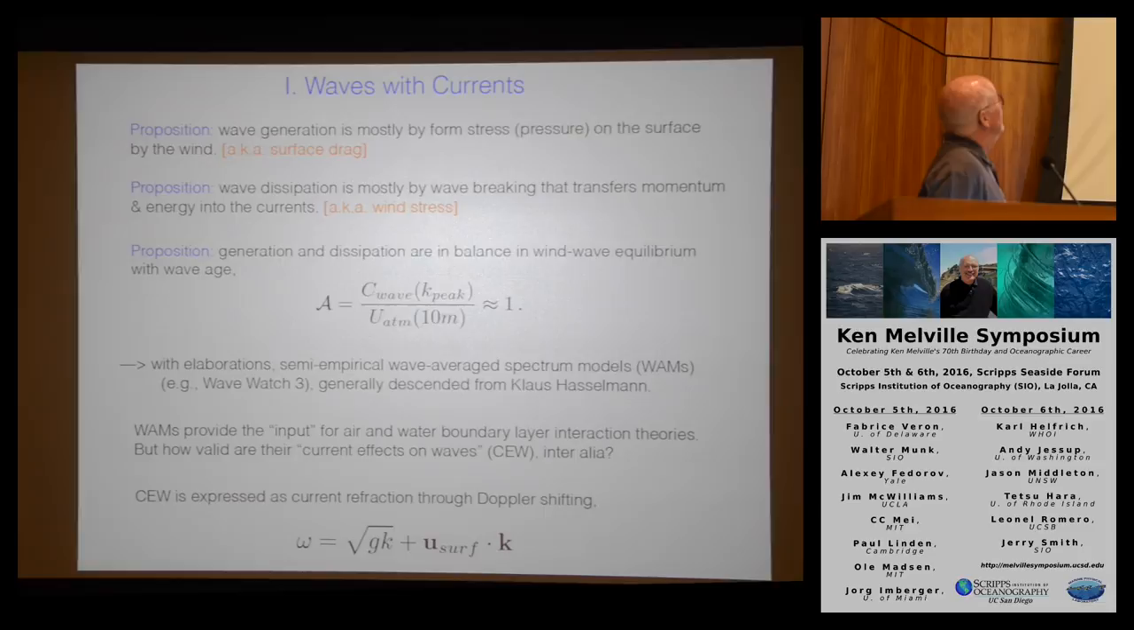And the other side is that wave dissipation is primarily through individual impulses of breaking waves that carry momentum and energy into the ocean, into the currents. And this is often referred to as wind stress, again, as if it's a mean quantity that can be related to the mean current profile.